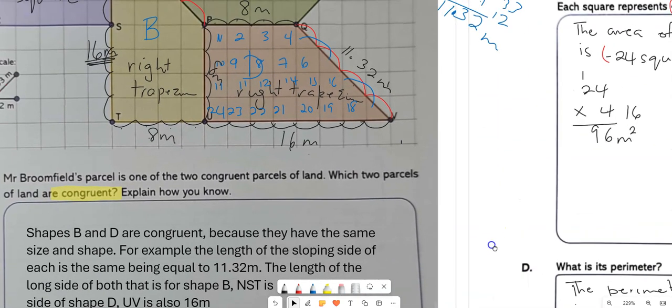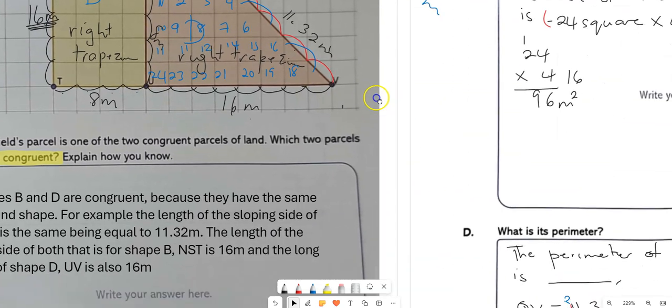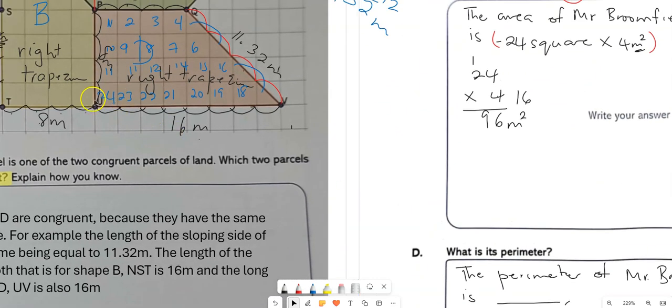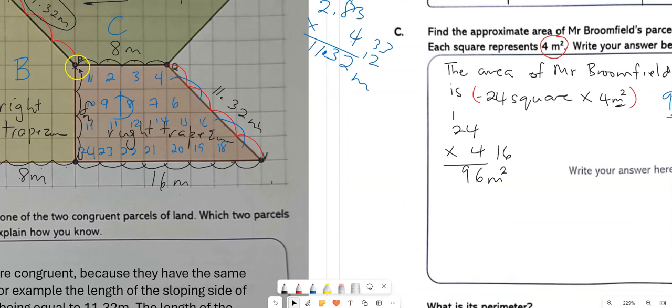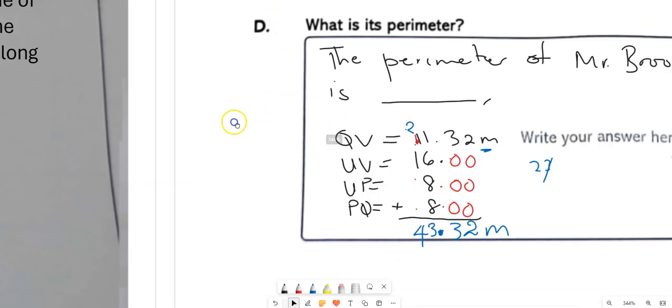All right. Then UP, that's 8. Remember we had 1, 2, 3, 4, but the length is 2, so 4 twos would give us 8. And then the final part, from P to Q to close the shape, would be 1, 2, 3, 4, 4 twos again, 8. So when we add all of that up, then we should get the total distance around the shape.